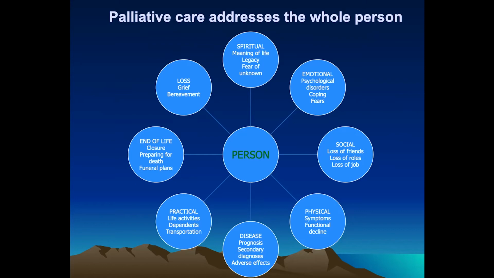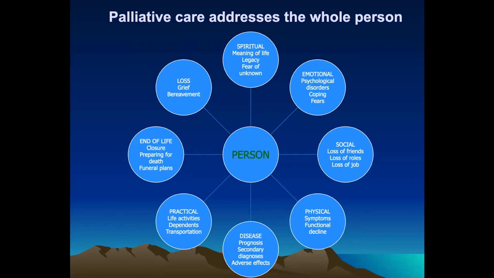Then what about social? Loss of friends, loss of roles, loss of job. That is what palliative care addresses. Then the emotional and psychological distress, like depression, anxiety, fear of the unknown, because I don't know how long I'm going to live, right? So there is psychological coping and fear. I fear pain, I fear dying alone. Then spiritual, again the meaning of life: did I make a good life? How did I treat my family, my friends? Of course, you can also grieve before you die, and about the family. So palliative care addresses the grief and bereavement of the whole family.